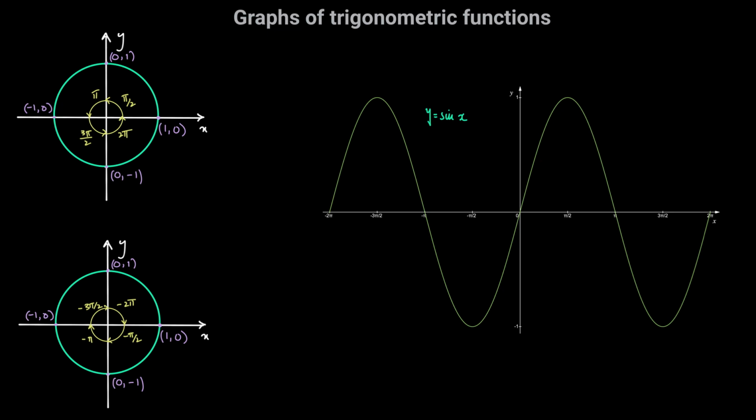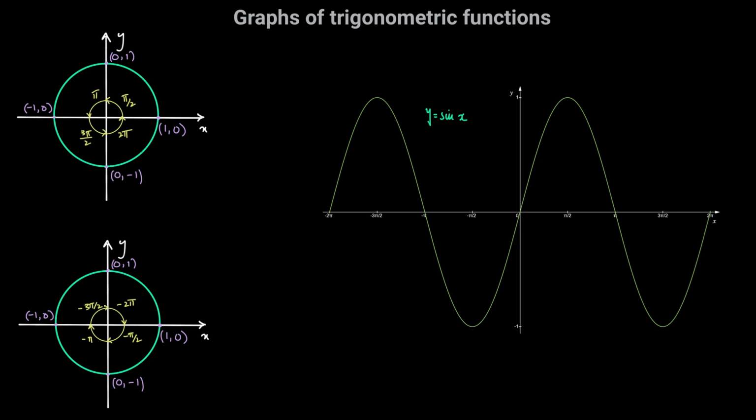When the angle x over here is 3 pi over 2 radians or 270 degrees, the y coordinate on the unit circle is negative 1. So we know that when the angle x is 3 pi over 2 radians or 270 degrees, sine x is equal to negative 1. And then when the angle is 2 pi radians or 360 degrees, we've completed a full revolution. And we know that the y coordinate of the point on the circle is 0. So sine x is equal to 0 when the angle x is equal to 2 pi radians or 360 degrees.